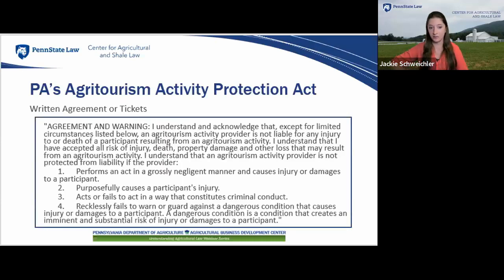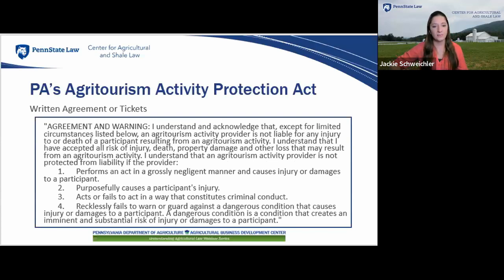Now, the third element in the Pennsylvania statute is that a visitor must sign an agreement to waive liability before they engage in the agritourism activity. Very generally, I'm not going to read this one. The ticket says, I understand that the agritourism provider is not liable for any injury to a participant resulting from an agritourism activity. I accept all risks.